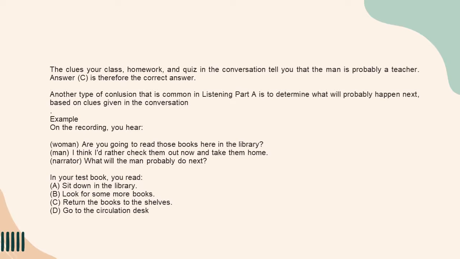And in the textbook, you will read four options for the answer. A. Sit down in the library. B. Look for some more books. C. Return the books to the shelves. D. Go to the circulation desk. And then you need to find the correct answer, and we will be discussing it.